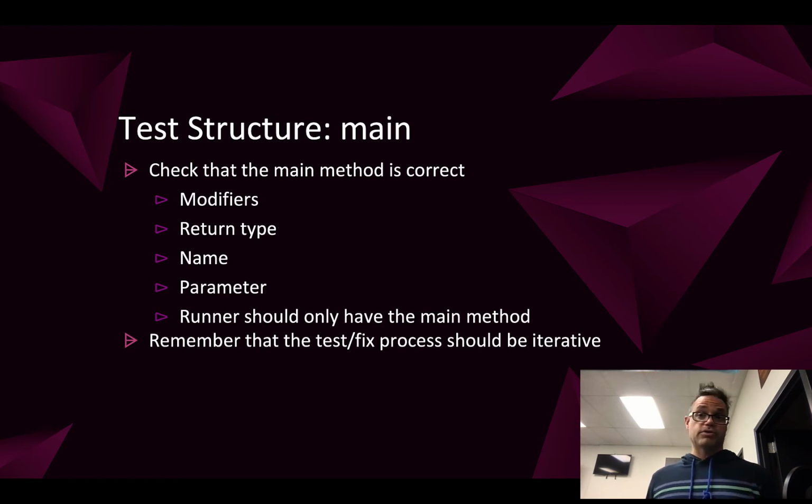And in our runner class, it should only have that one method, because the runner should only do the one thing, which is run the code and make it as easy and as simple as possible. So I'm going to check to make sure my runner class matches those requirements on a structural level. And again, remember that this test and fix process should be an iterative process. The students can go through and fix each piece. They can rerun the test over and over again, making that incremental process and learning more as they go along.